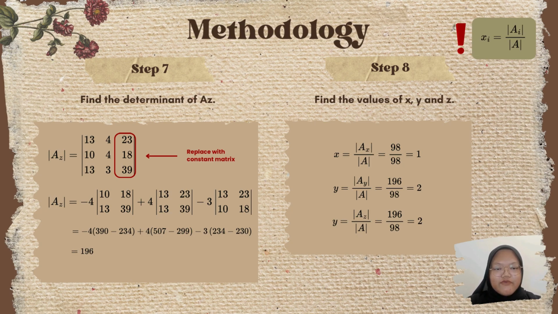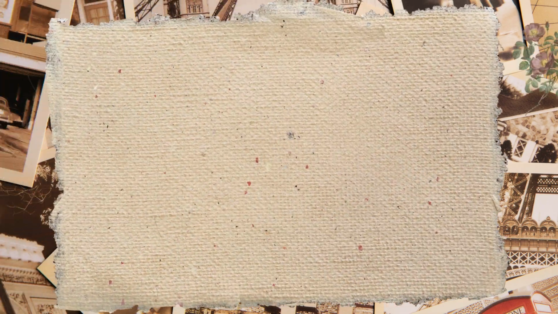Then, step 8. Find the values of X, Y, and Z by using the formula of Cramer's rule, which is the determinant of AI divided by the determinant of A, where AI is the matrix obtained by replacing the ith column of A with the constant matrix, and det A is the determinant of the matrix.